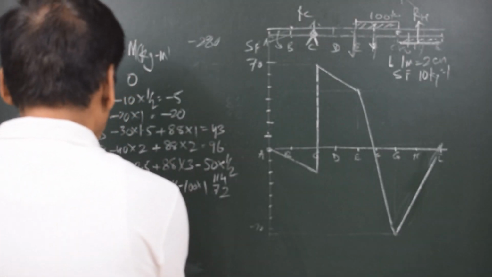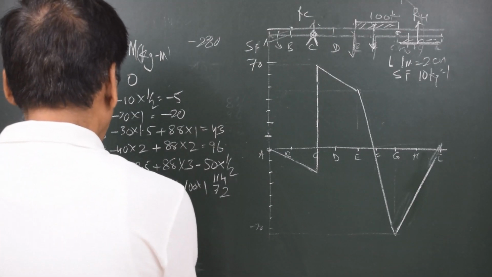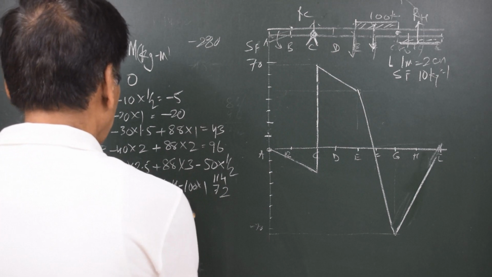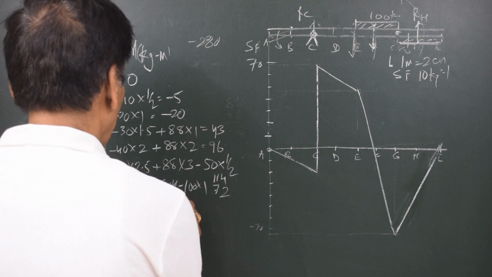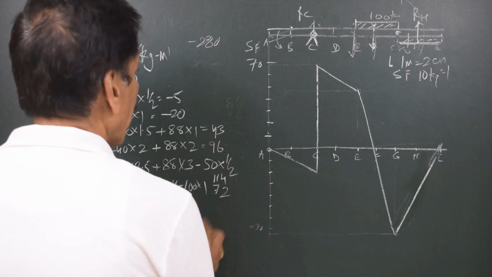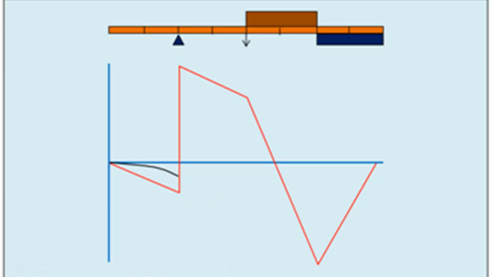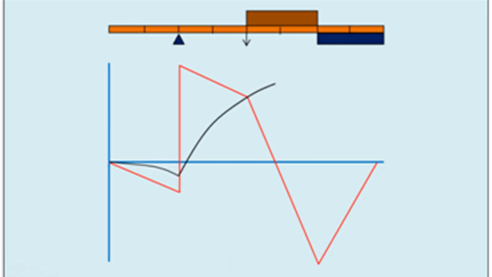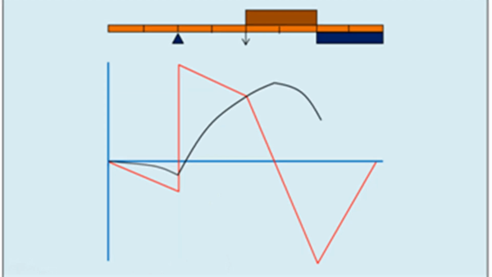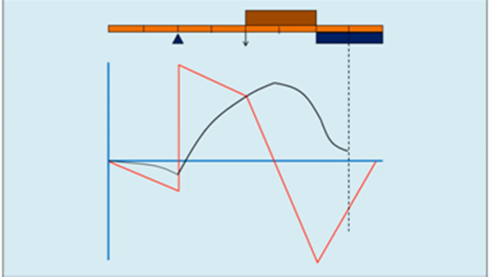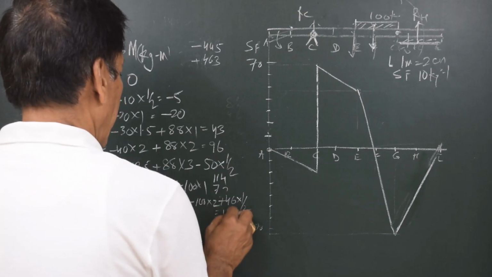At H, it is minus 70 into 3.5 plus 88 into 5 minus 100 into 2. And there is this reaction, no? Half of the reaction is 46. 46 into half plus 46 into half gives you 18. So this value is 18.